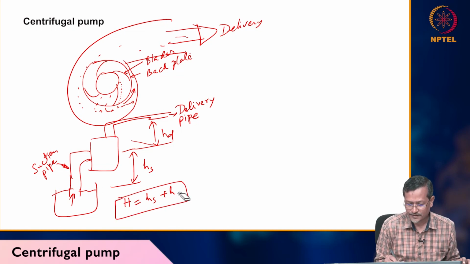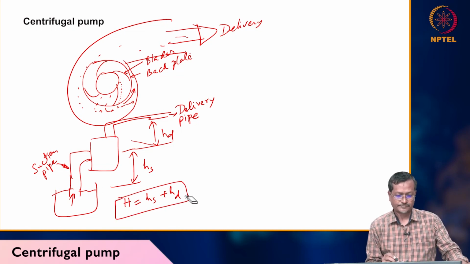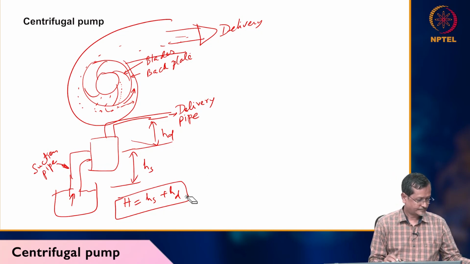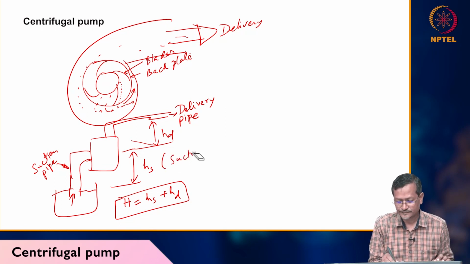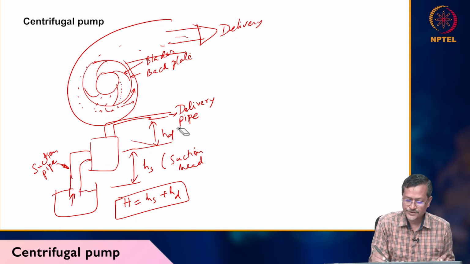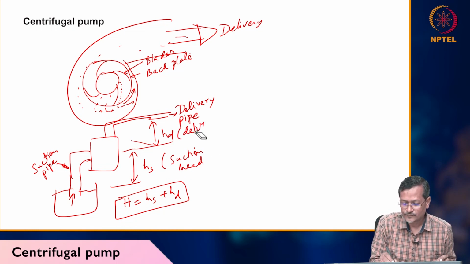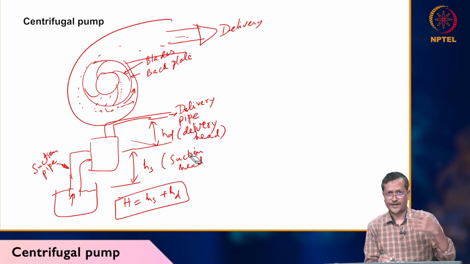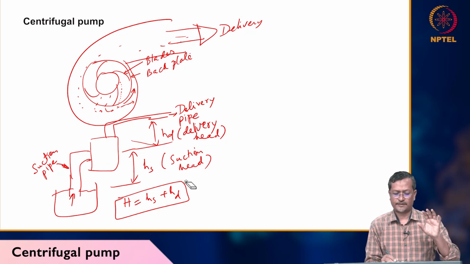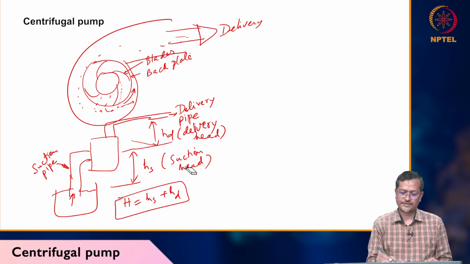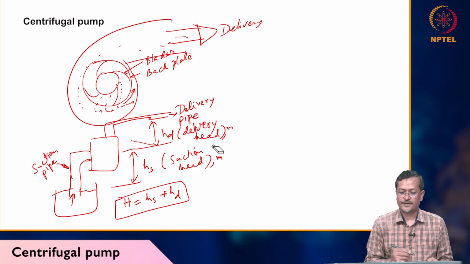I can put a small d. So this is called suction head. This is called delivery head. Normally the suction head and delivery head unit will be meter, if you are using SI unit. If you are using FPS or other unit, then the unit will be different, but normally we use SI unit. So in that case we will be using meter as a head.